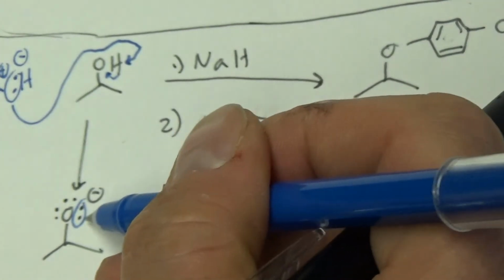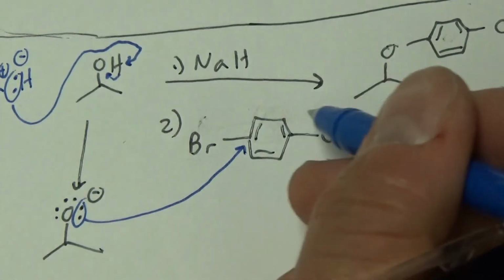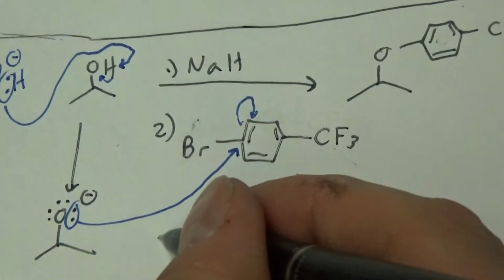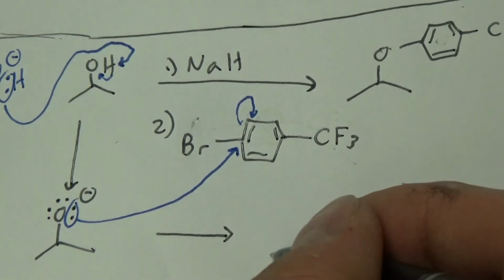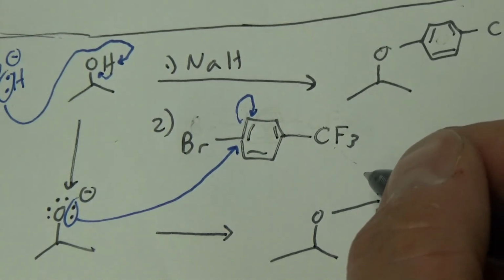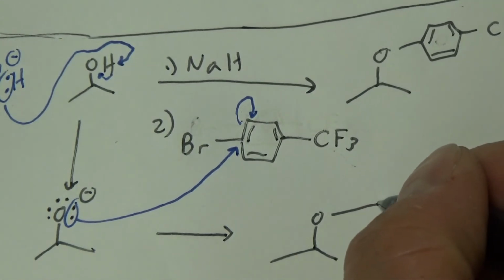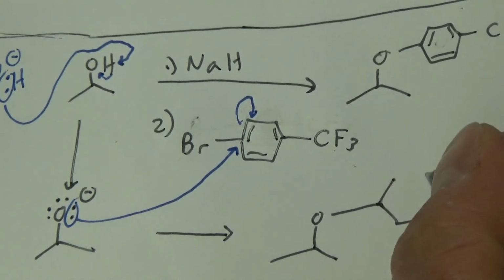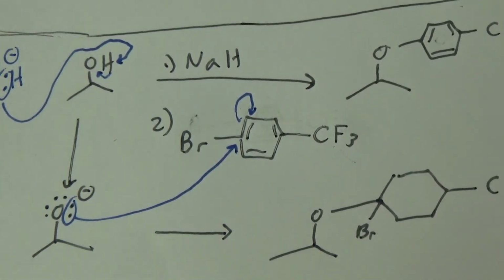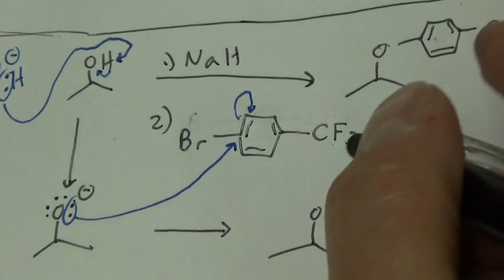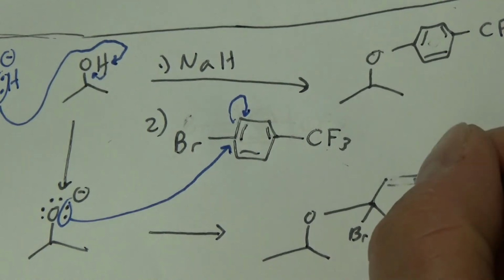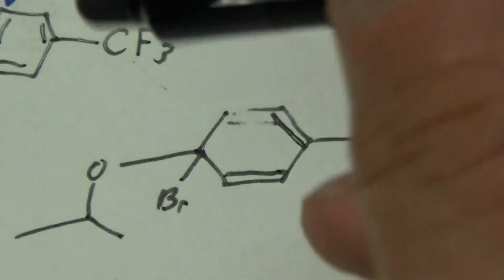But anyway, the oxygen attacks, and rather than going all the way into the nitro, it just goes right there. And that's going to be the Meisenheimer complex. Actually, now it looks like a double bond, like that. Let's erase this stuff.